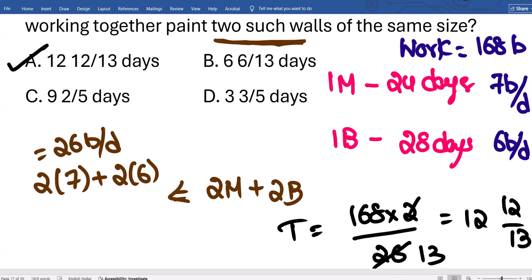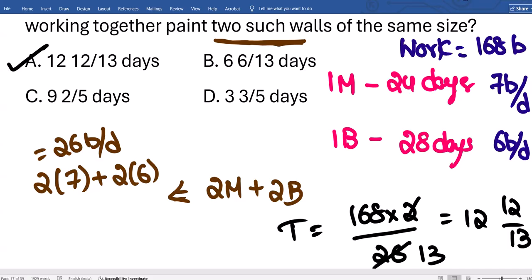Option A, 12 by 30. This is an excellent next level question, I can say. It's regarding pure concept. First, how did you get that 168? We take an LCM, some number required. They said wall, we want to put that in some number.